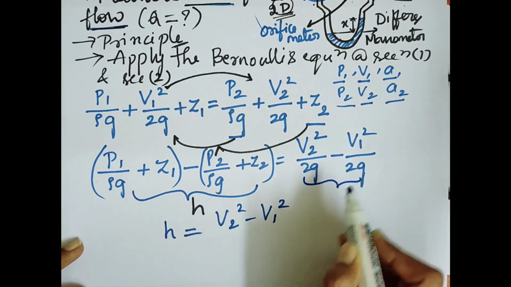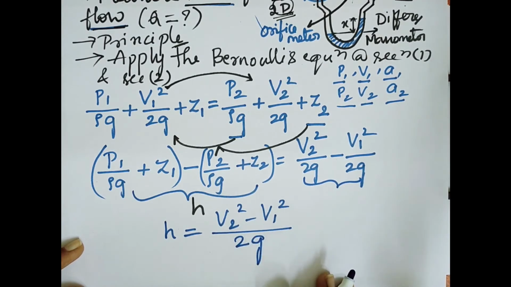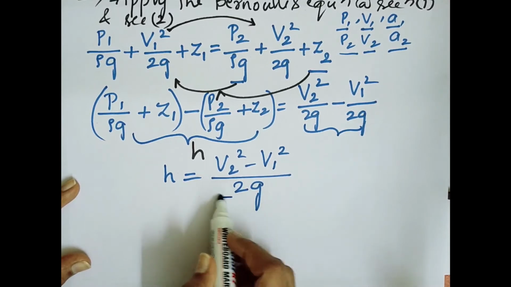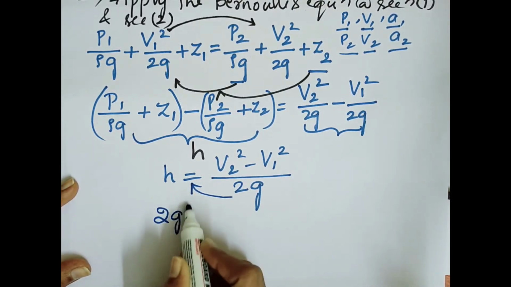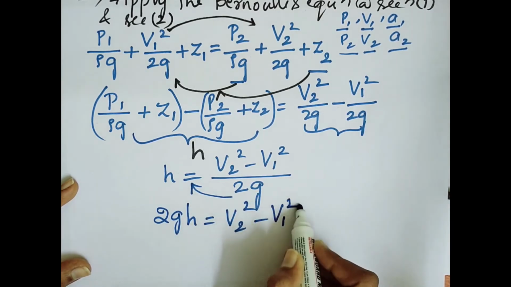So you can take 2g common. So it will be h is equal to V2 square minus V1 square divided by 2g. So we'll send this 2g to the left hand side. So the equation will be 2gh is equal to V2 square minus V1 square.